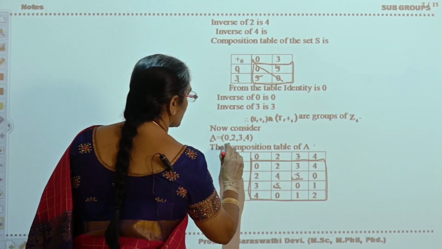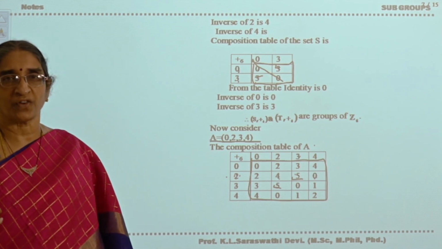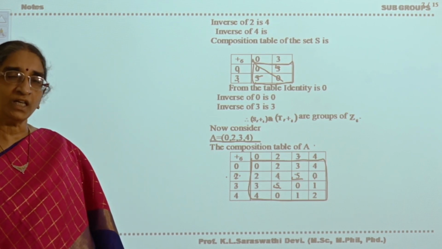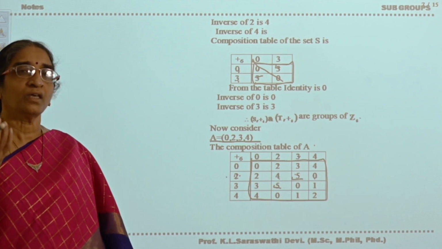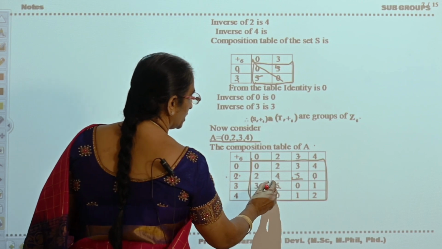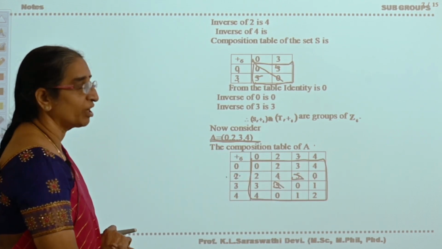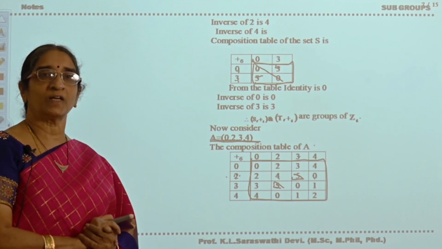See, A is this set. Therefore, the closure property is not satisfied. When will you say from the table that the closure property is satisfied? If all the entries of the body belong to the set. Here this 5 and 5 do not belong to the set. Therefore, the closure property itself is not satisfied.